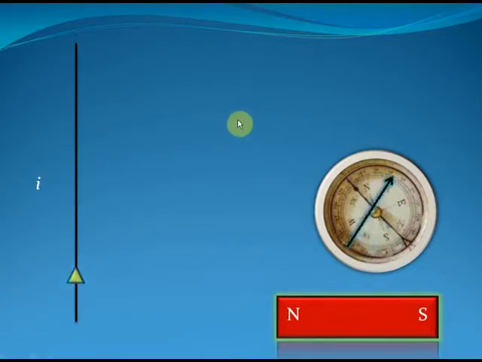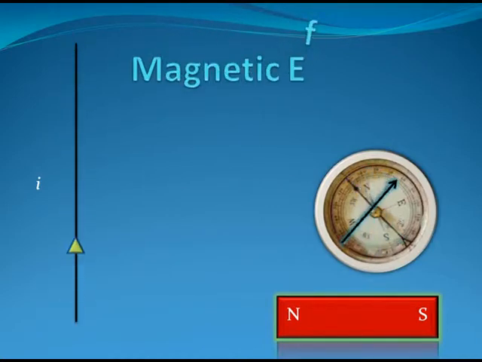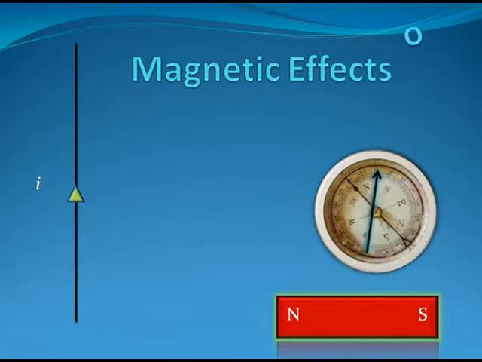So where does this magnetic force come from, near a current carrying wire? And what is its exact magnitude? We'll study all of this in this chapter related to the magnetic effects of current. Here we go.